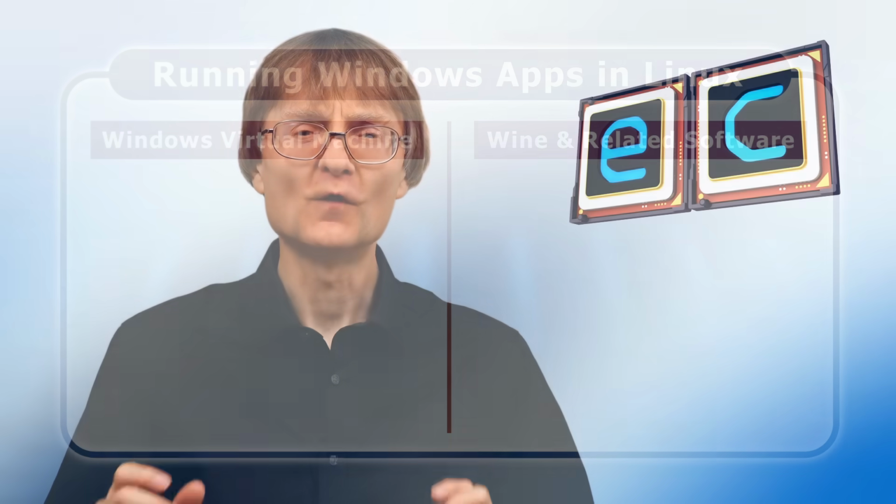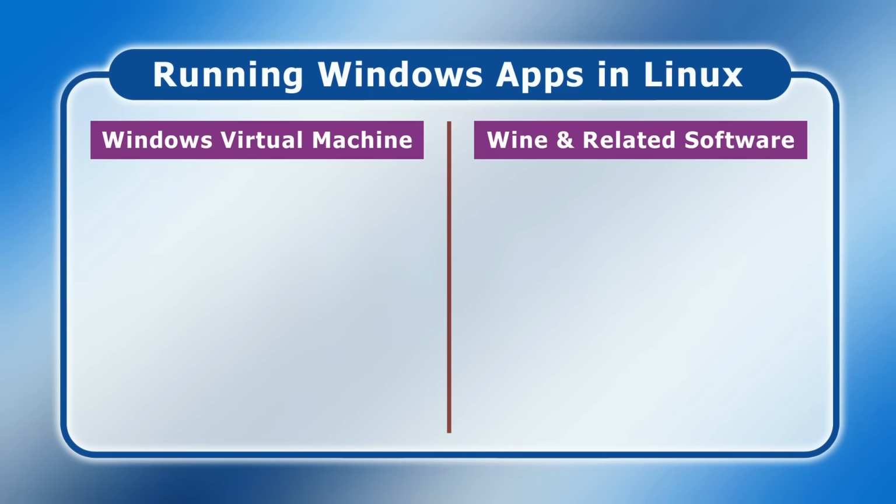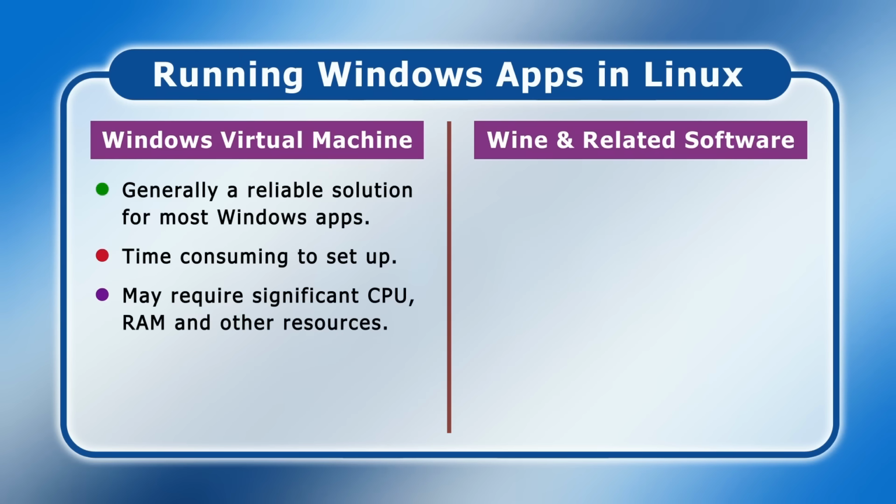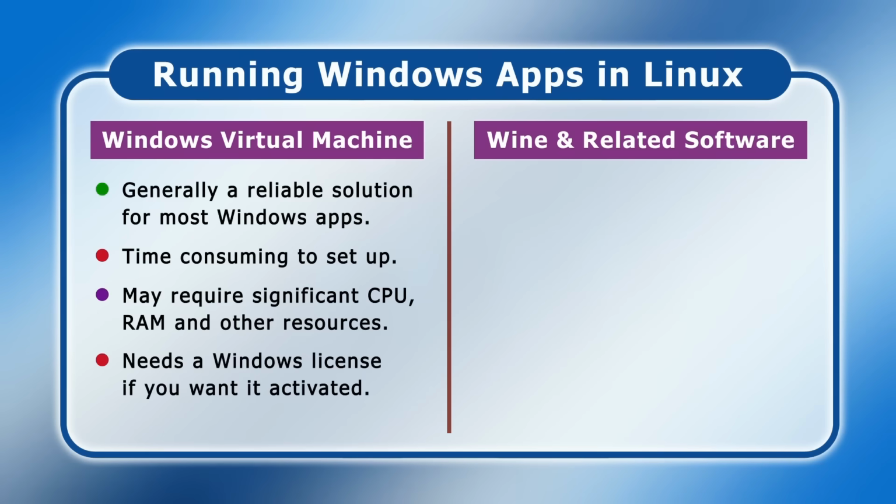Before we begin, please note that this is one of two ways to run Windows applications in Linux, with the other being to set up a Windows virtual machine. I've covered this in other videos, and using a virtual machine generally offers a reliable solution for running the majority of Windows applications. However, a virtual machine can be time-consuming to set up, may require the allocation of significant CPU, RAM, and other resources, and needs a Windows license if you want it to be activated.